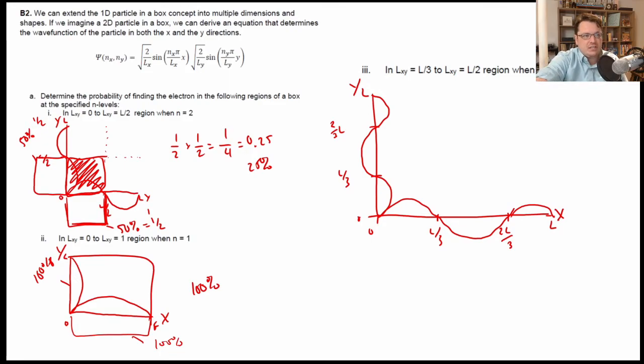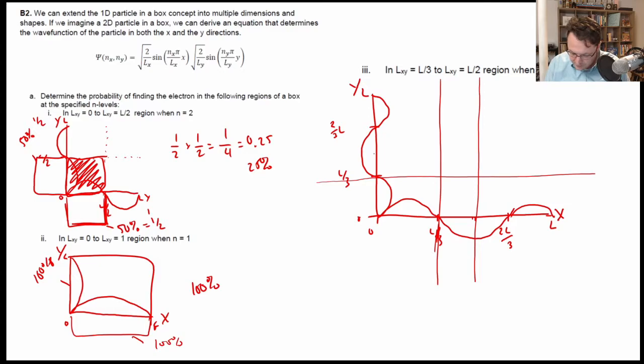Now, the question is, going from the L equals half region, so this region right here, to the L over half, so that's the halfway point. So this point right here, for both of them, what is that percentage? So if I draw that here, and this is the half, what we're trying to figure out is what percentage of the time are we going to find the electron in that region right there, that shaded in region that I have in that box.